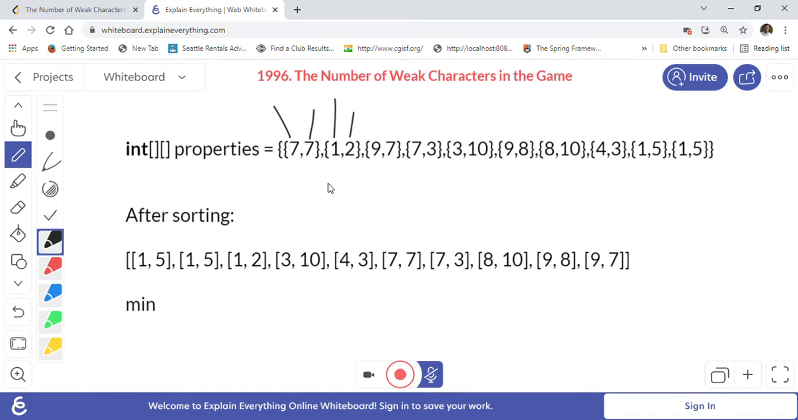So what we have to do is find out all the weak characters in this game, right? So for example, if you look at this, let's say 1 comma 2, right? So this one is weaker than 7 comma 7, for example, right? Because this attacking power 7 is greater than 1 and defending power 7 is greater than 2, right? So we have to calculate all such weak characters in this given array basically, right? So how are we going to solve this problem?